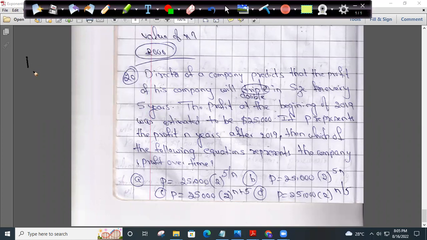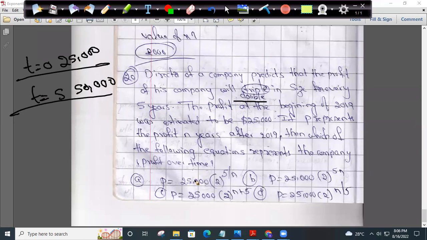When t equals 0, it should be 25,000. And it doubles for every 5 years, so when t equals 5, it should be 50,000. T is the same as n here. Put n equal to 0: the first option gives 25,000, yes. The next gives 25,000, no, the next one yes. So two options are left.